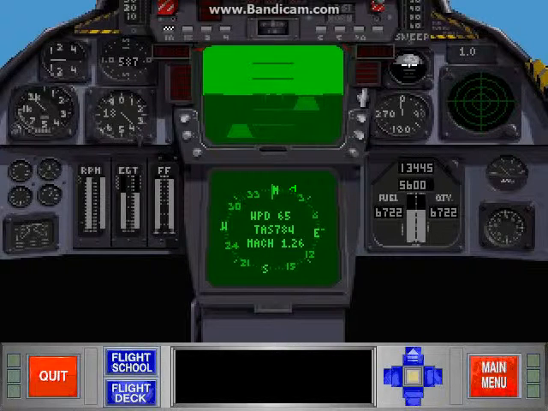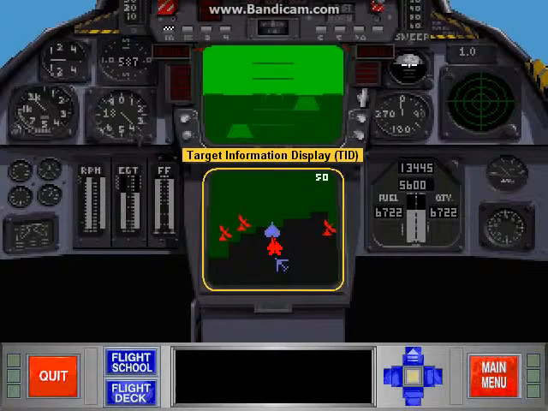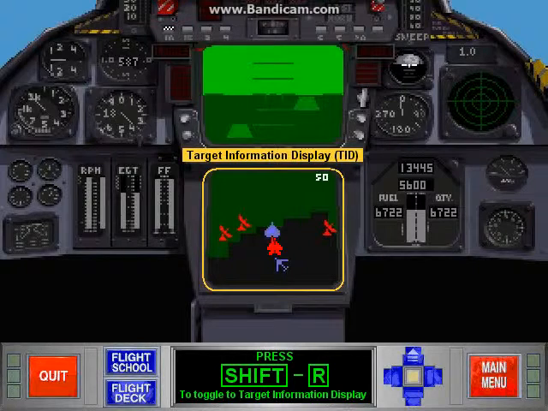The HSD may also be used as a target information display repeater. Shift R toggles between the 2 displays.